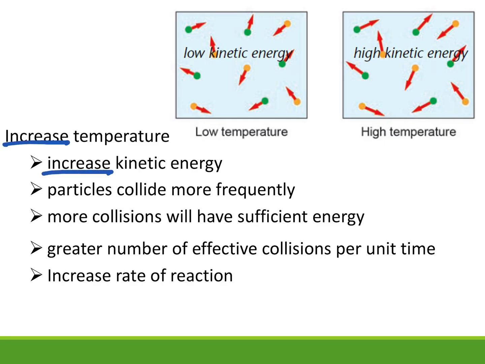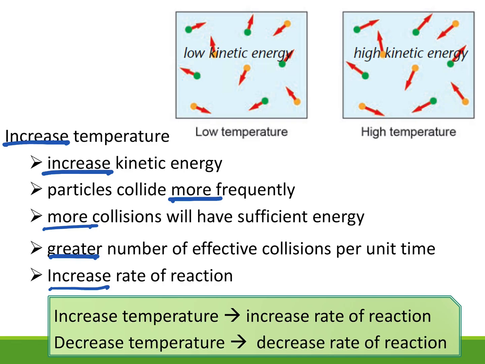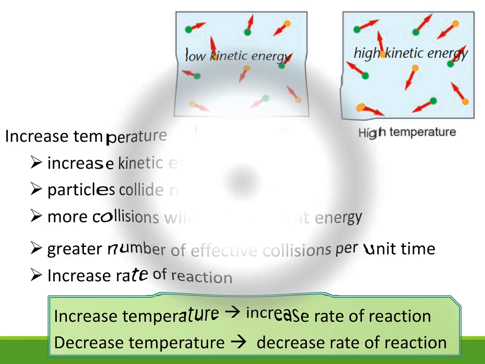So, decreased temperature decreases kinetic energy, particles collide less frequently, fewer collisions have sufficient energy, a smaller number of effective collisions per unit time, and we decrease the rate. Very straightforward. Increasing the temperature increases the rate of the reaction, decreasing temperature decreases the rate of reaction.